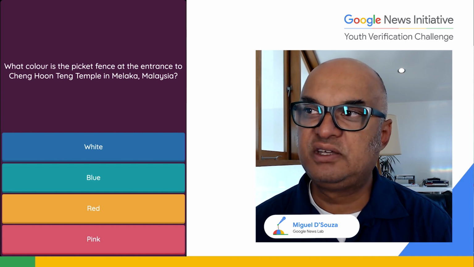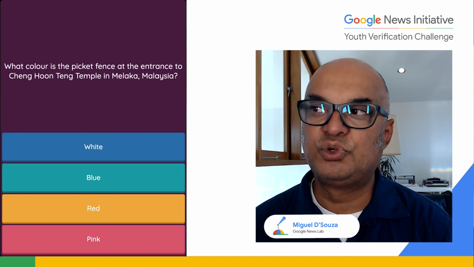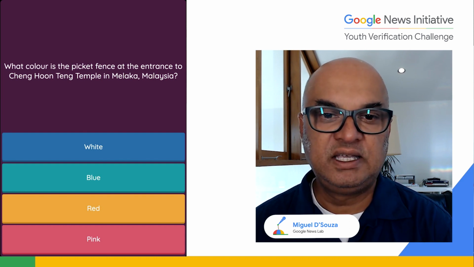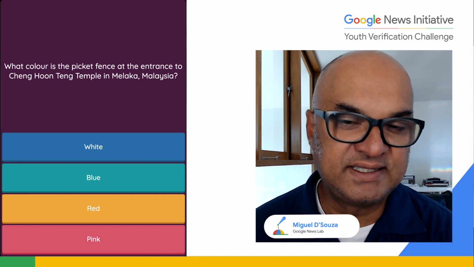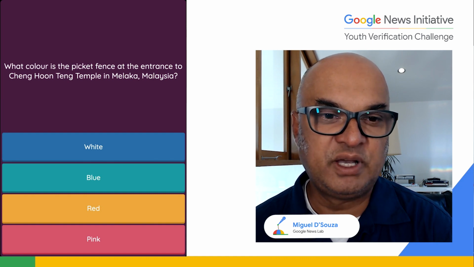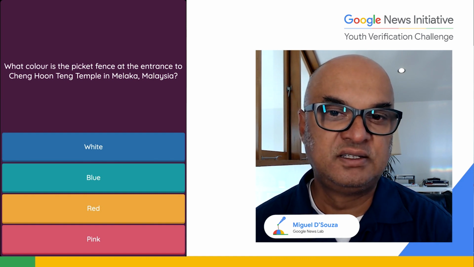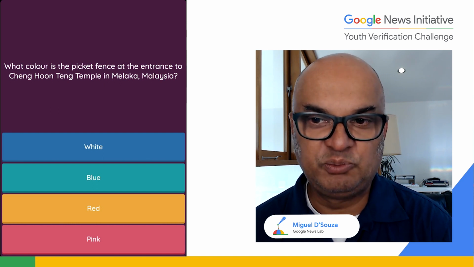What color is the picket fence at the entrance to the Cheng Hun Teng Temple in Malacca in Malaysia? And the cool thing is, it doesn't matter if you haven't been there, because you've got some very powerful tools to help you find it. Now you have 3 whole minutes. I'm not going to talk throughout the whole thing. That would be pretty irritating.